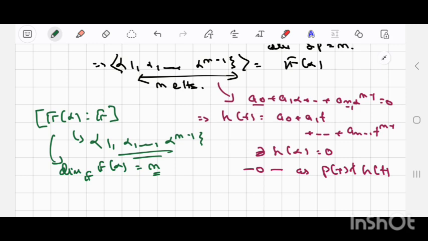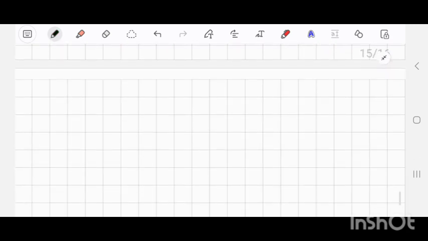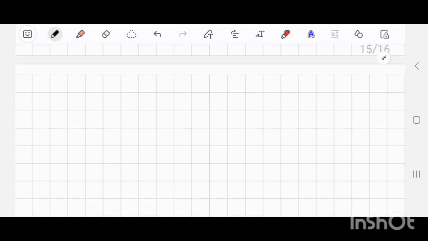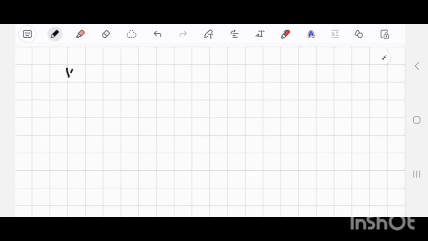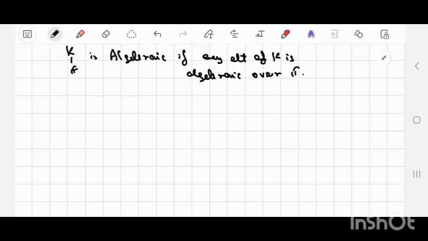Now, let's come back to our discussion. In the previous lecture we had introduced the notion of an algebraic extension, if you recall. We had said that K over F is algebraic if every element of K is algebraic over F. That means for every element there exists some polynomial over F which takes that element as a root, right? And in the previous lecture we had also proved that a finite extension is algebraic. And the proof was very simple.